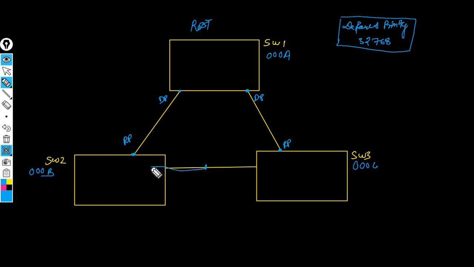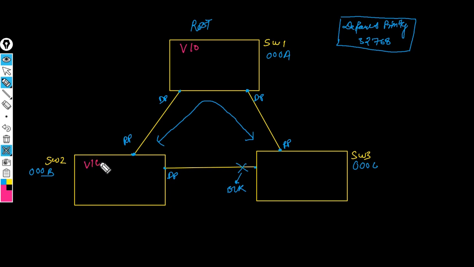In the middle, 19 plus 19, here also 19 plus 19. Both are the same. If it is the same, then it will look for the lowest MAC address. Lowest is this, so this is going to be your designated port and this is going to be your blocked port. Correct? So how will the traffic take place? The traffic will be going like this. Correct?